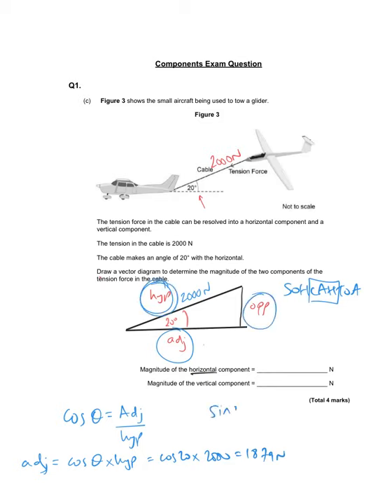So sine theta equals opposite over hypotenuse. So then the hypotenuse times sine theta is opposite. So opposite equals sine theta times hypotenuse. So sine 20 times 2,000, and that gives us about 680 newtons. So as you can see, far more precise using SOHCAHTOA, but it can be done just about using a ruler and protractor if you need to.